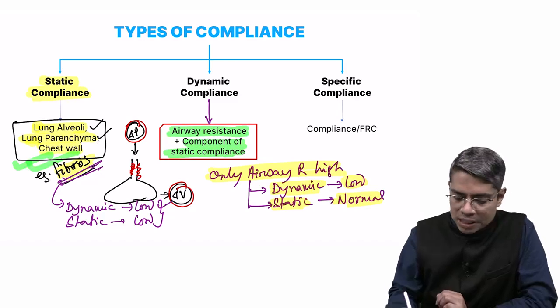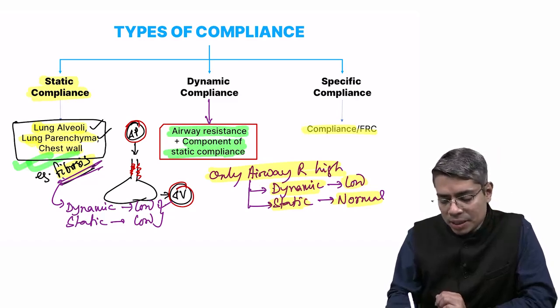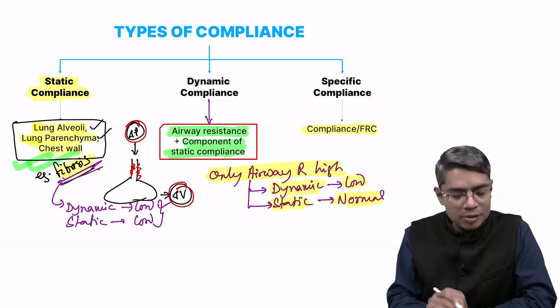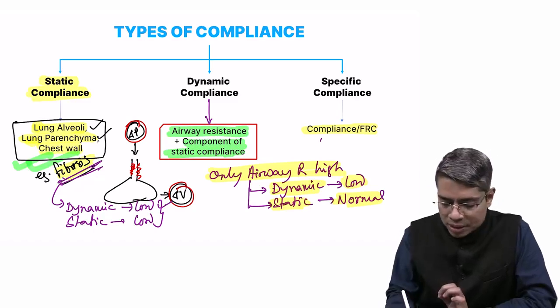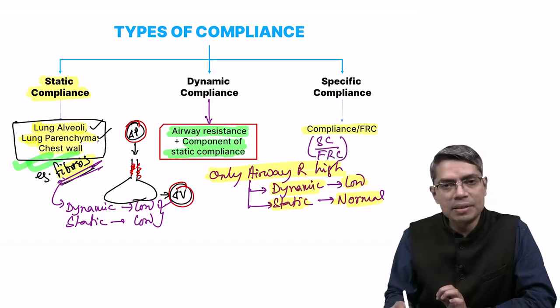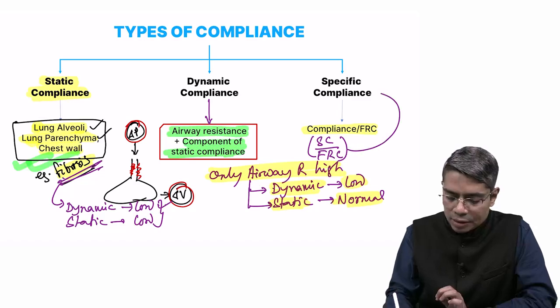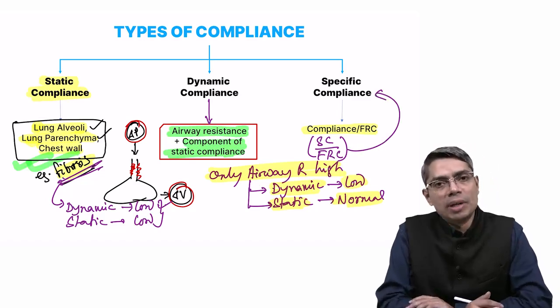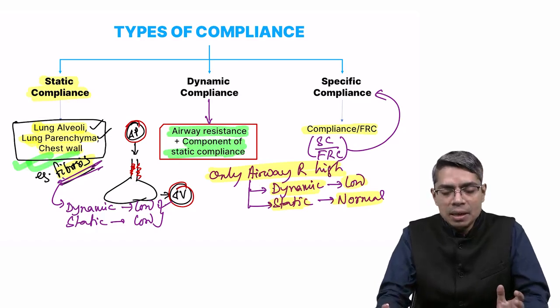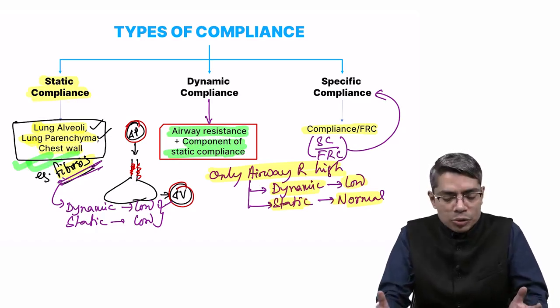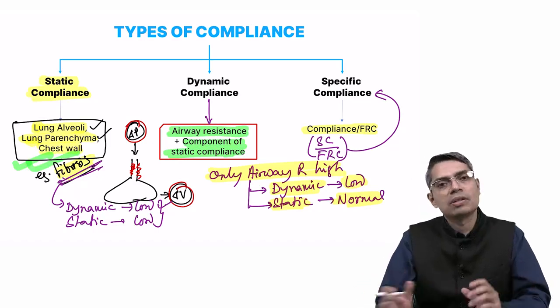And the last one is specific compliance. Specific compliance means any compliance you measure. Suppose you have measured the static compliance. So the static compliance upon the FRC of the lung, functional residual capacity. If you divide this, then it will give you the measure of the specific compliance. So specific compliance is basically the compliance value which we use to compare the compliance between person to person.